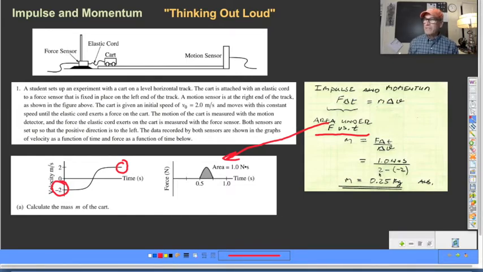Make sure you keep track of the direction of the velocity. So 2 minus negative 2, that's 4. It's not 2 minus 2, 0. So 1 over 4, 0.25 kilograms is the mass of the cart.